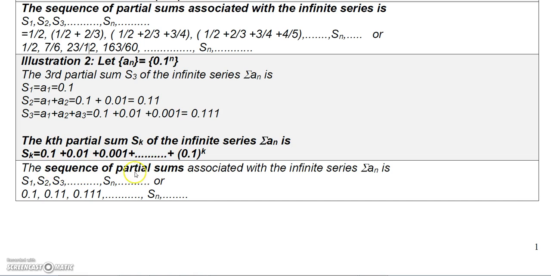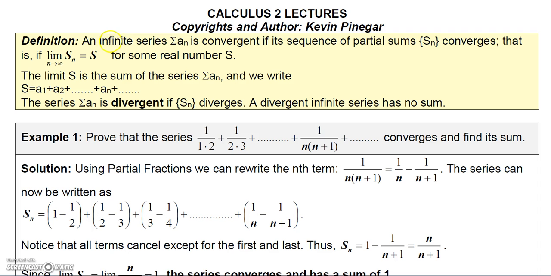And then the sequence of partial sums associated with this would be 0.1, comma, 0.11, comma, 0.111, and so on. Okay, so we've got a convergence definition here. It says an infinite series, the sum of a sub n, and remember the sum means series, is convergent if its sequence of partial sums s of n converges.